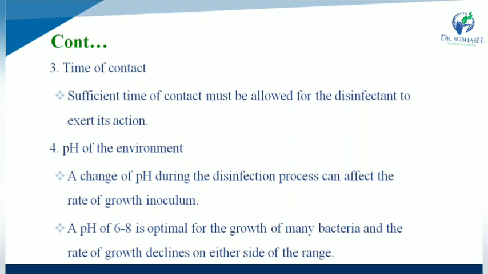Next one is pH of environment. How is it affected? If any pH changes during the disinfection process, that may affect the rate of growth of inoculum. As well as, if you are maintaining the pH between 6 to 8, that is optimal for the growth of many bacteria, and the rate of growth declines on either side of the range.